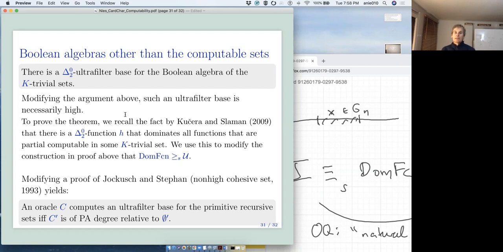And there I show DOM function is Medvedev above U. So you modify that construction to make a delta 2 ultrafilter base. Also, by a proof of Djokovic Stefan, there's a non-high cohesive set, and some techniques from that proof can be shown to work in the subrecursive setting, namely the primitive recursive sets. We show an oracle computes an ultrafilter base just if its jump is PA relative to 0 prime. So a moderate highness property is equivalent to computing an ultrafilter base for the primitive recursive sets only.